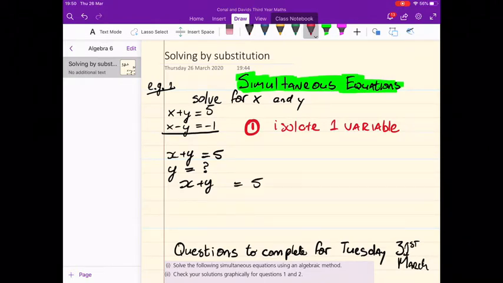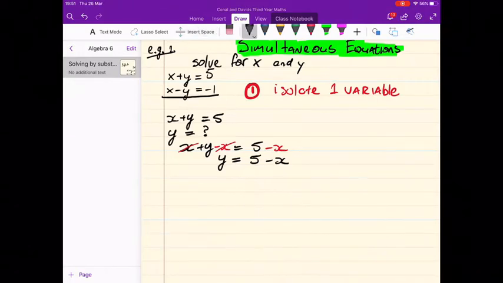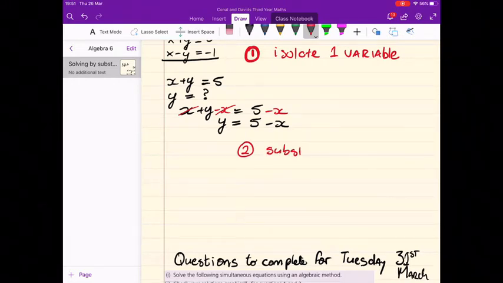Now for me to do that, I need to say x plus y is equal to 5, and I want to subtract x from both sides of this equation. So once I subtract x from both sides, this positive x and this negative x will cancel each other out. Then I'll be left with just y is equal to 5 minus x. That's my first step completed, and I'll have about a third of the marks in the junior cert for getting that much done. My next step is to substitute in the variable.